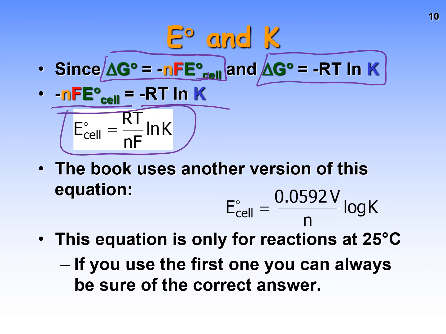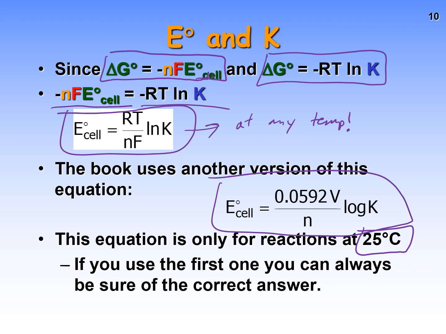I'll give you this equation on the test. Don't worry about it. The book uses another equation, and I don't, for the life of me, know why. This one works technically at any temperature. This one only works at 25 degrees Celsius. Basically what they did was they plugged in RT for you and put that there. I don't know why they did this, because it's just one button click different in your calculator. They changed to log. I hate this equation, to be honest with you. This is the one I'm going to be providing.